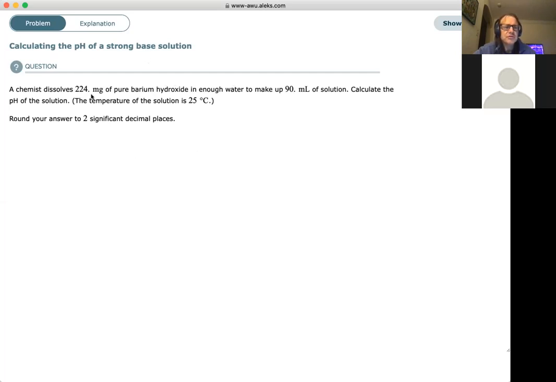A chemist dissolves 224 milligrams, that's a mass unit, of pure barium hydroxide in enough water to make 90 milliliters of solution. There's your volume. Calculate the pH of the solution at 25 degrees C, okay? So 224 milligrams of barium hydroxide and 90 milliliters of solution.